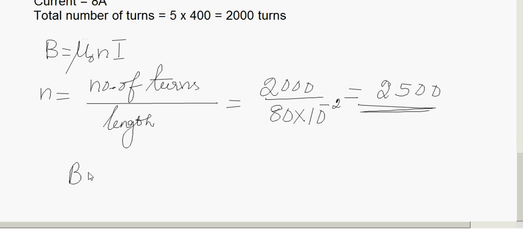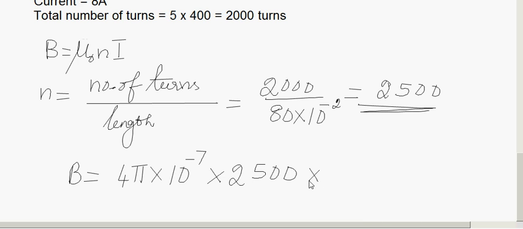Therefore, B is 4π × 10⁻⁷, that is value of μ₀, into n. n is 2500. Substitute the values in this equation. μ₀ is 4π × 10⁻⁷ into 2500, that is number of turns per unit length, multiplied by 8. Now calculate this, and this will be the value in Tesla. Just calculate and then you write down the value of magnetic field in Tesla.